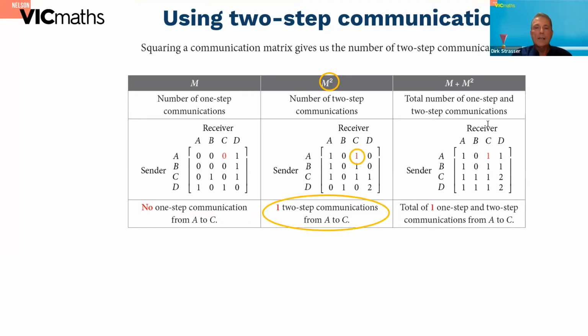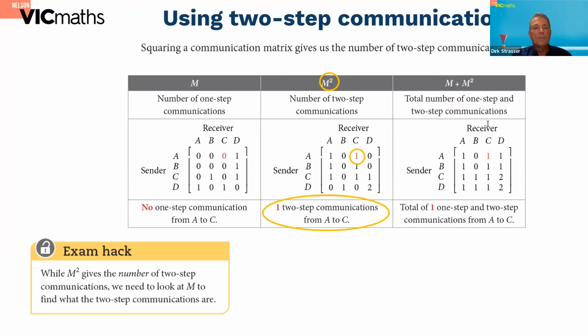Okay, so basically, although M squared gives the number of two-step communications, you would need to look back at M to see exactly what those two-step communications are. So you can't tell from that matrix what the two-step communication is between A and C. You'd have to see from the original matrix that A to D and then D to C is the route.